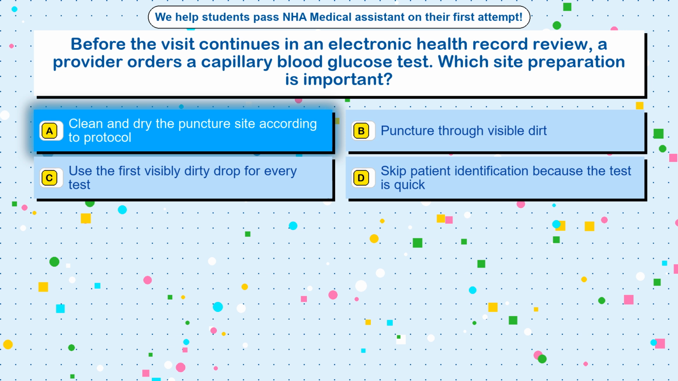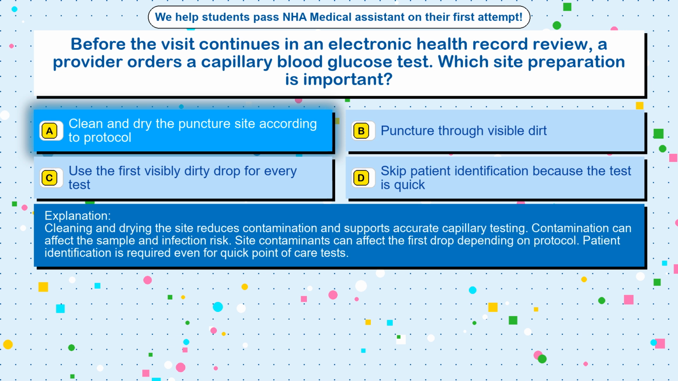Clean and dry the puncture site according to protocol. Cleaning and drying the site reduces contamination and supports accurate capillary testing. Contamination can affect the sample and infection risk. Site contaminants can affect the first drop depending on protocol. Patient identification is required even for quick point-of-care tests.